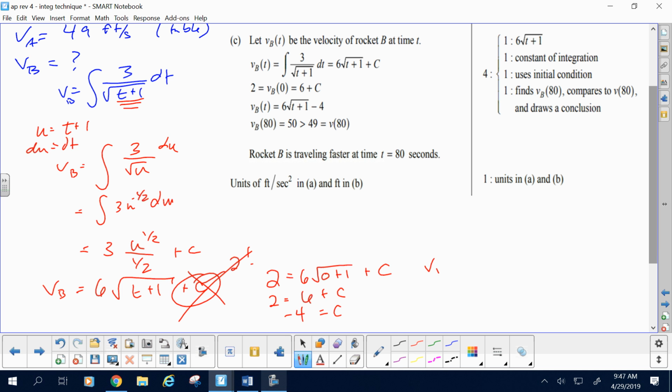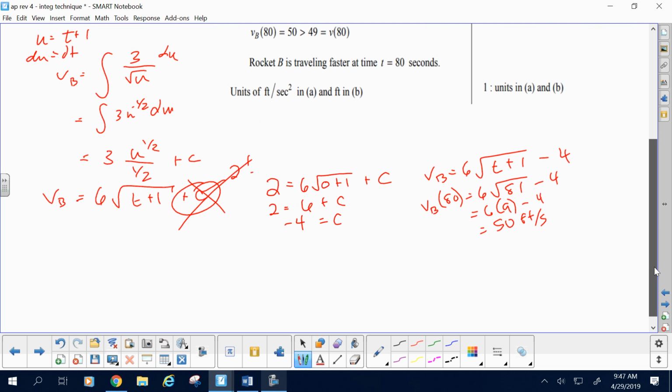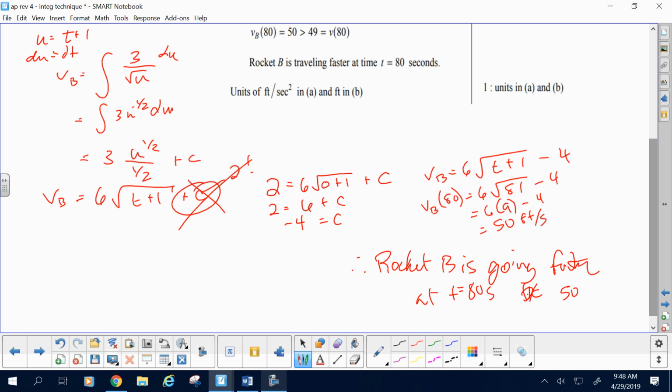Okay, so the velocity of B is 6 root t plus 1 minus 4. Therefore, the velocity at 80 seconds is 6 times the square root of 81 minus 4, or 6 times 9 minus 4, which is 50 feet per second. If I compare the two to see which one's going faster, from the table A was going 49, B is going 50 from my work. So I conclude that rocket B is traveling faster at time equal 80 seconds because 50 is greater than 49.